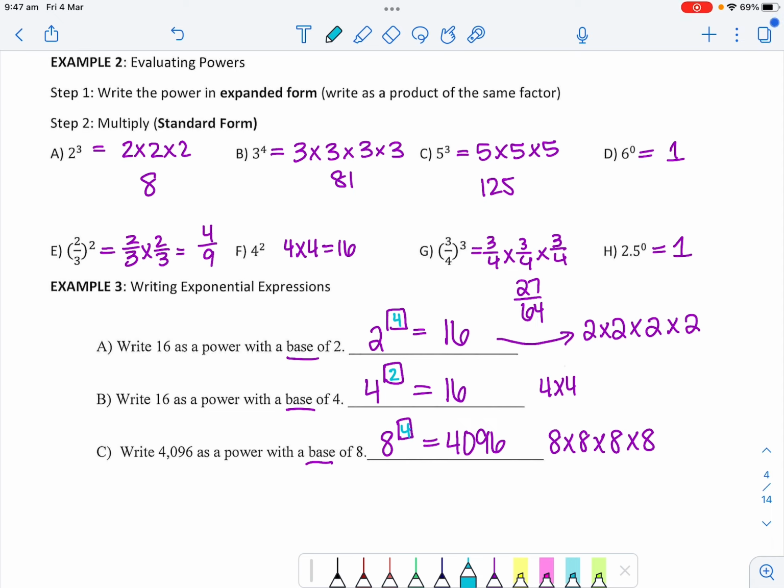Okay. So on these last ones, you're given the base and you're given the answer and you're trying to figure out the exponent. This lesson was simplifying exponential expressions or being able to write expressions with exponents. And we will be practicing this a little bit more.